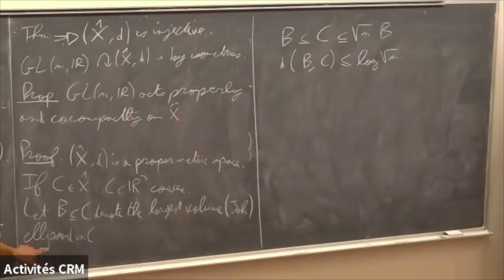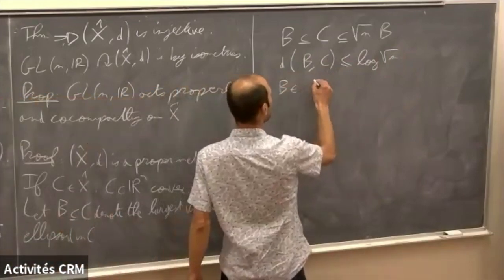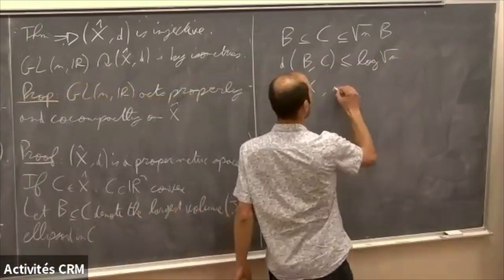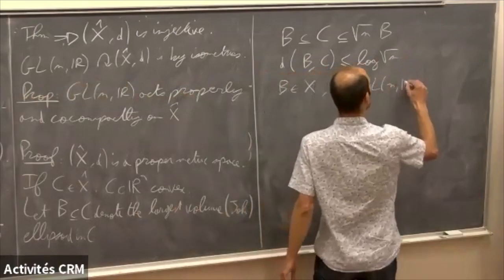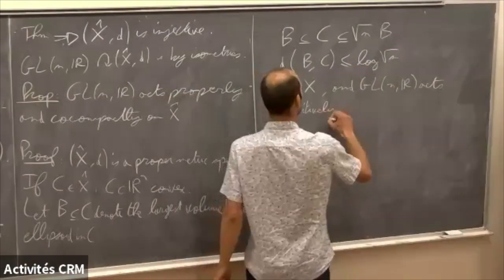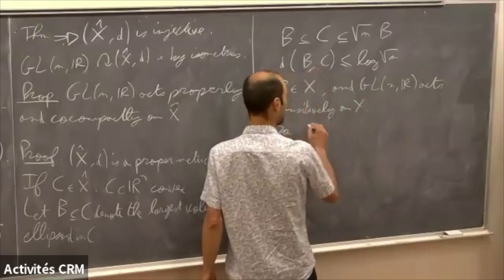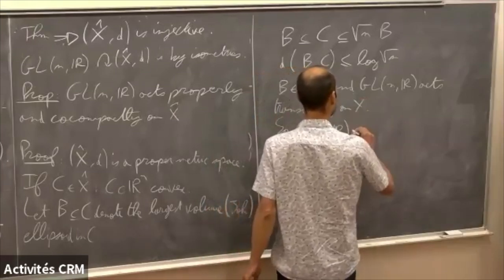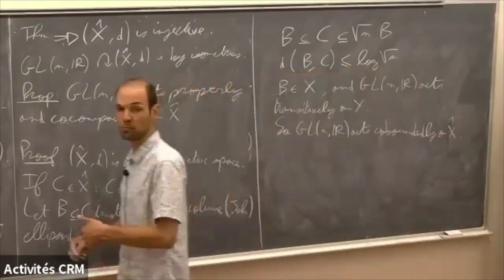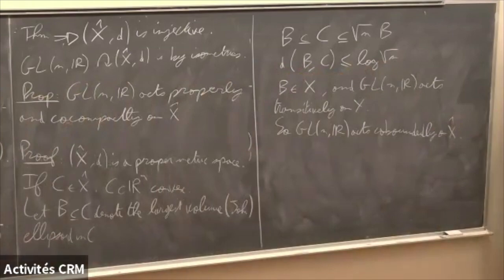But B is an ellipsoid, so B is in X, the symmetric space of GLNR, on which GLNR acts transitively. So GLNR acts co-boundedly on X hat. And since X hat is proper, this action is in fact co-compact. And so we get that GLNR acts properly co-compactly on an injective metric space.